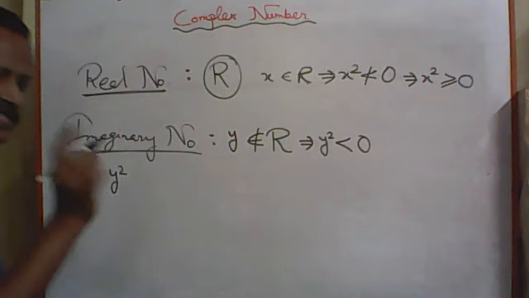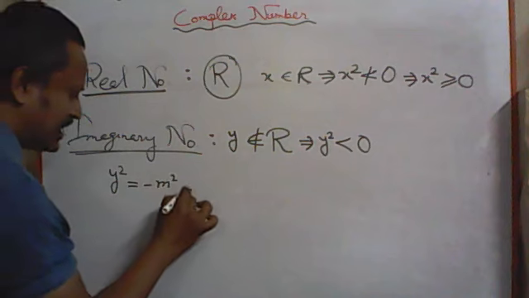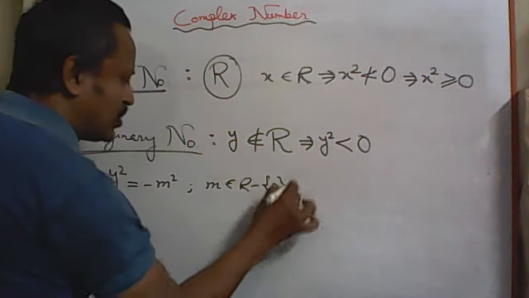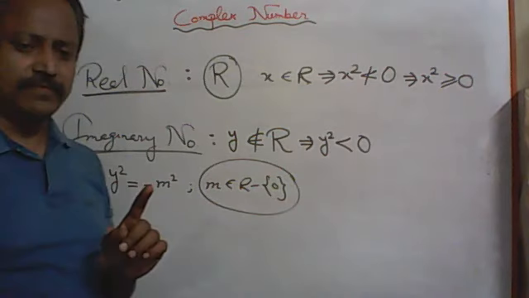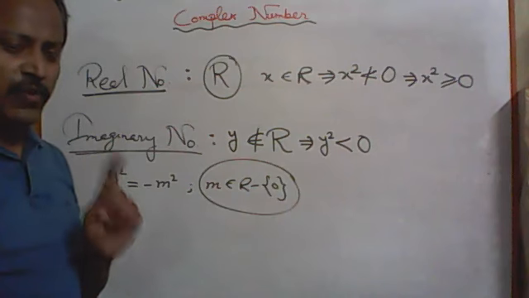Since y square is less than 0, we can consider y square as minus m square, where m is real but non-zero real. What is the significance of non-zero real? Non-zero real means, what is this?